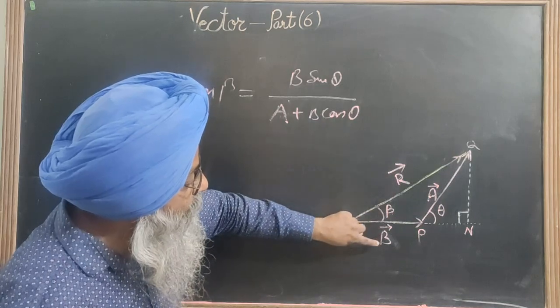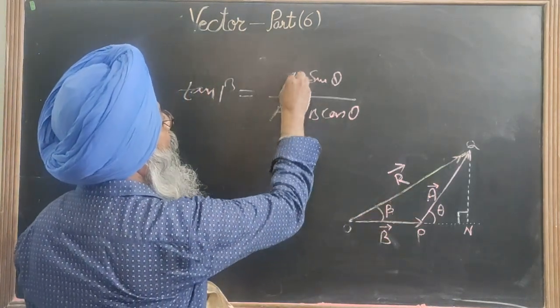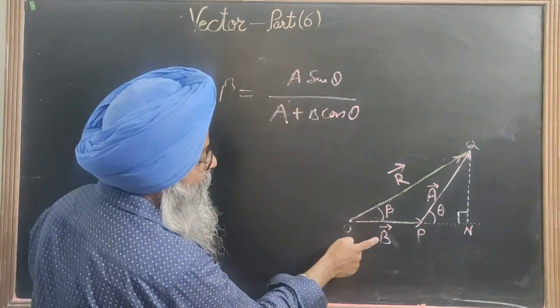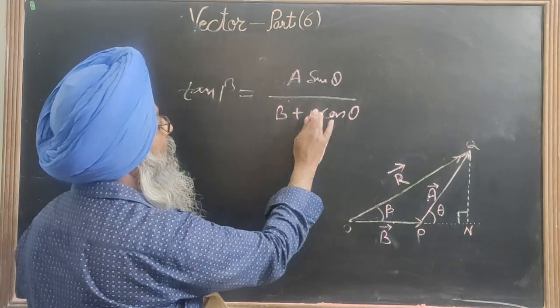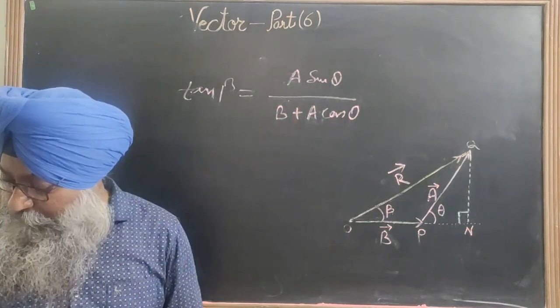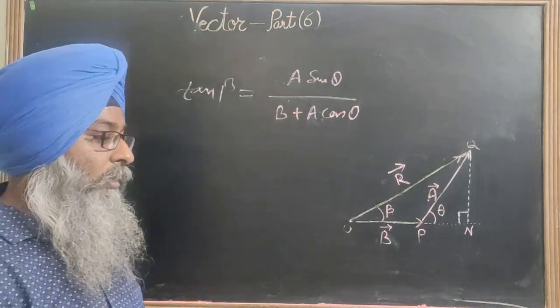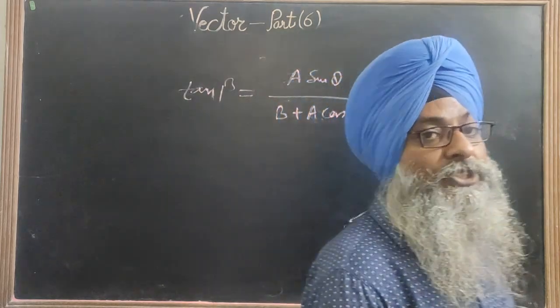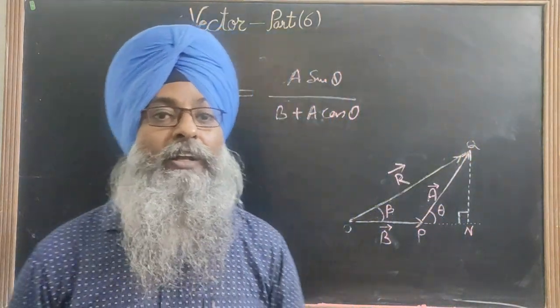Now if the angle beta is what the R vector makes with B, then you will start with A, because the angle is between B and R. You will start from A, and here you will write B, and here again you will write A. This is the method to learn this formula. Clear? Now in the next lecture we are going to discuss the parallelogram law of vector addition.